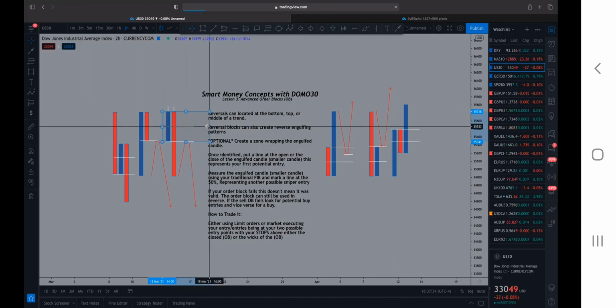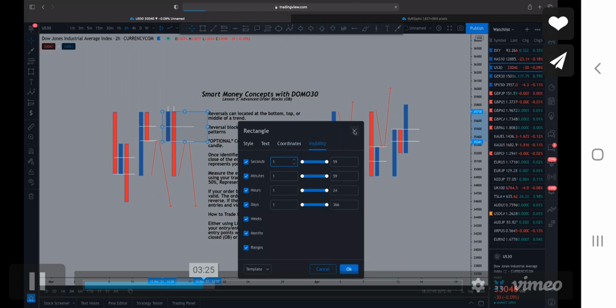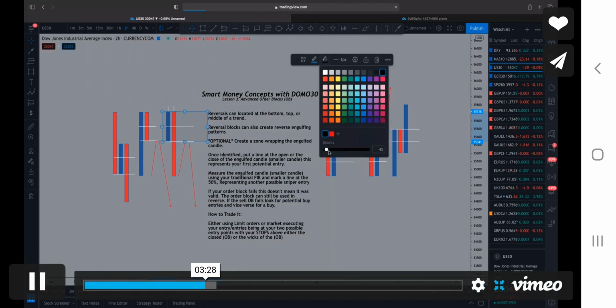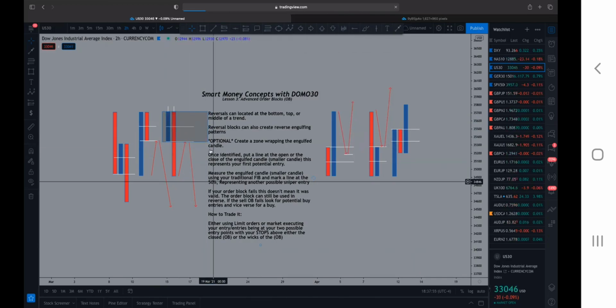Once you've done that, because again, it's an optional step, you don't have to do that. It just helps me identify the area where I'm looking for that next thing that we're going to go over. There we go, so it represents a zone. Again, something that's still the same: once you've identified, you put a line at the open or the close of the engulfed candle, which is the smaller candle. This represents your first potential entry. After that, you're going to measure the engulfed candle, the smaller candle, using your traditional fib, and mark a line at the 50%, representing another possible sniper entry.